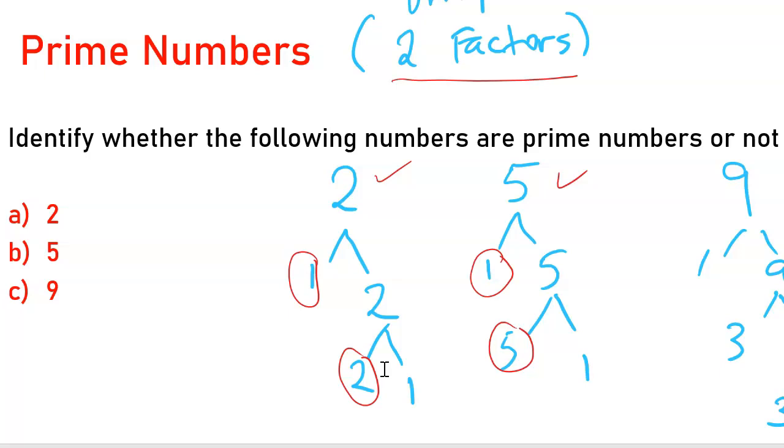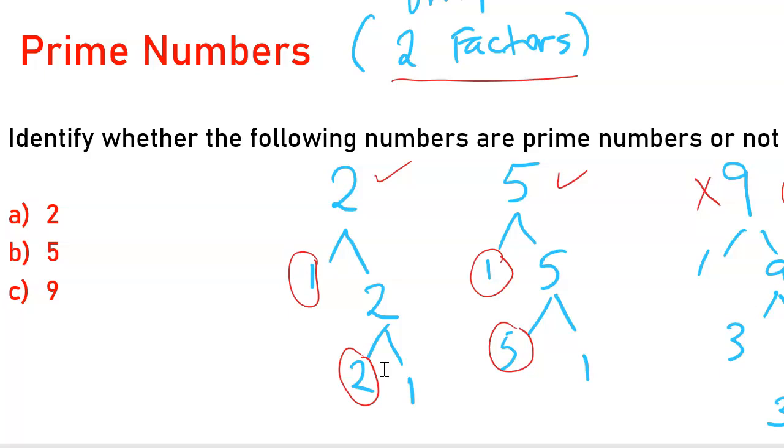Okay, so what are the factors of 9? The factors of 9 are 1, 3, and 9 itself, because 9 is divisible by 1, 9 times. 9 is divisible by 3, 3 times. 9 is also divisible by 9, 1 time. So that gives me 9 has 3 factors. Therefore, since the number of factors is more than 2, 9 is not a prime number.